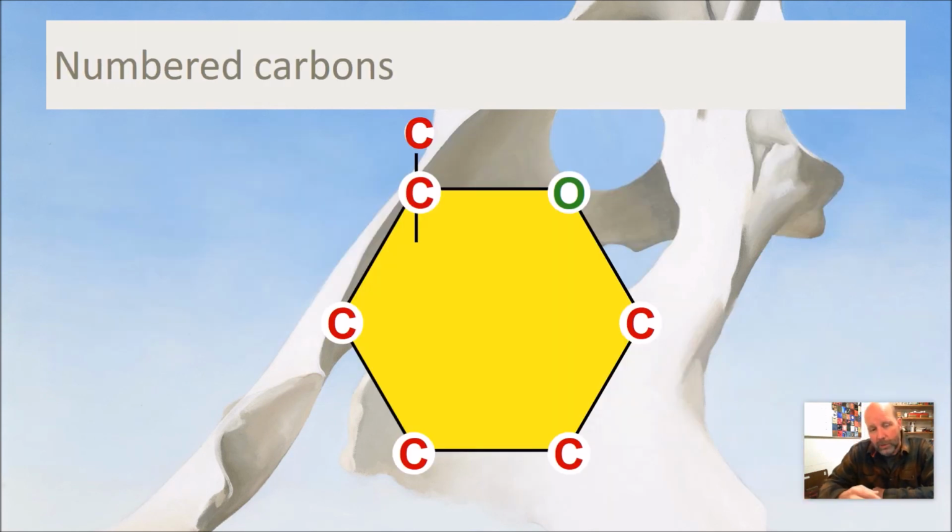When we have carbons in a ring structure like this, we number them so that we can identify which carbon we're talking about. And whenever it's in a ring like this and you've got a bit dangling off like that, we number them starting on the ring.